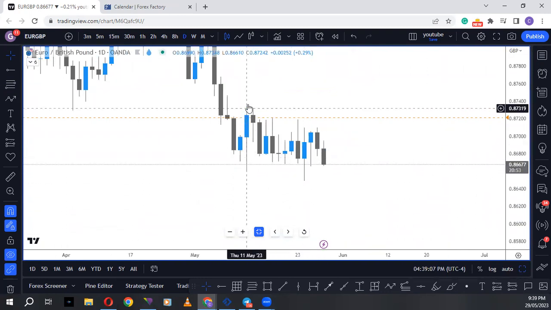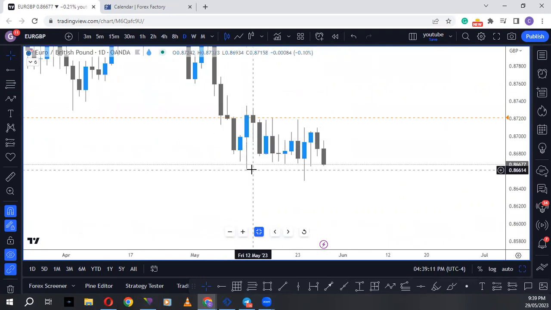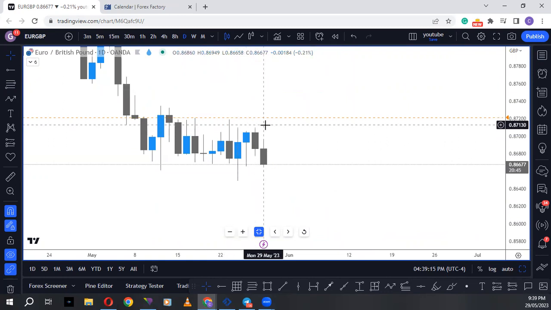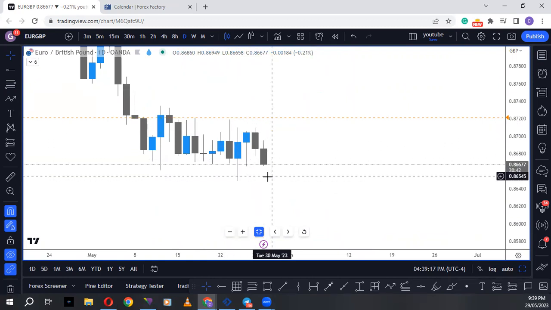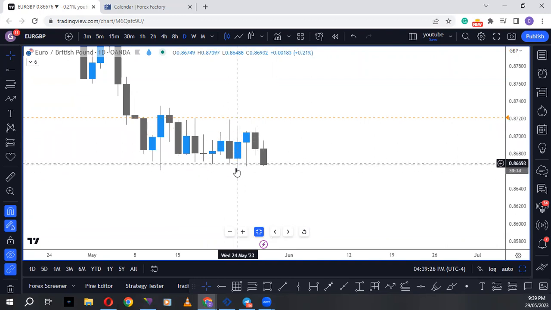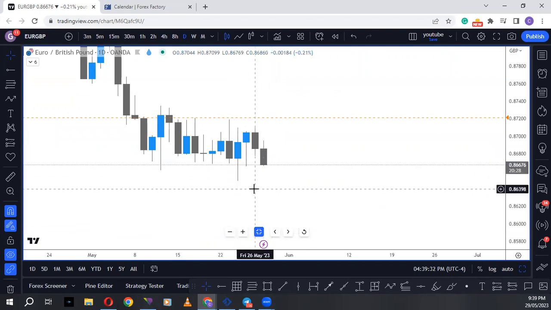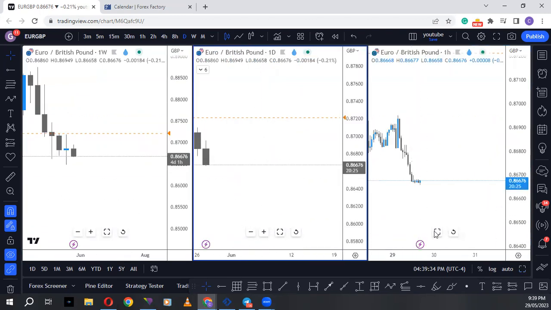You can see price is basically sitting between 87.34, although they broke this low. So we can say that for now, this is where price is sitting, between 87.10 and 86.49. As you can see, these three candles are within the body of this candle. So you can see that price is in a consolidation. So for this pair, you can just play the ranges. You'll be safer playing the ranges.